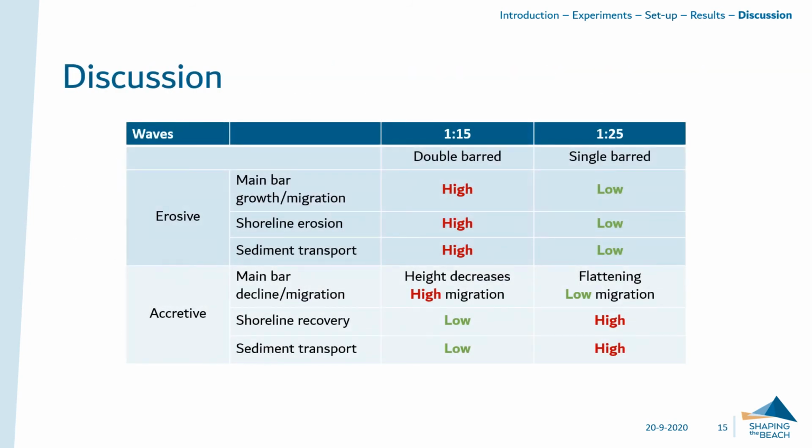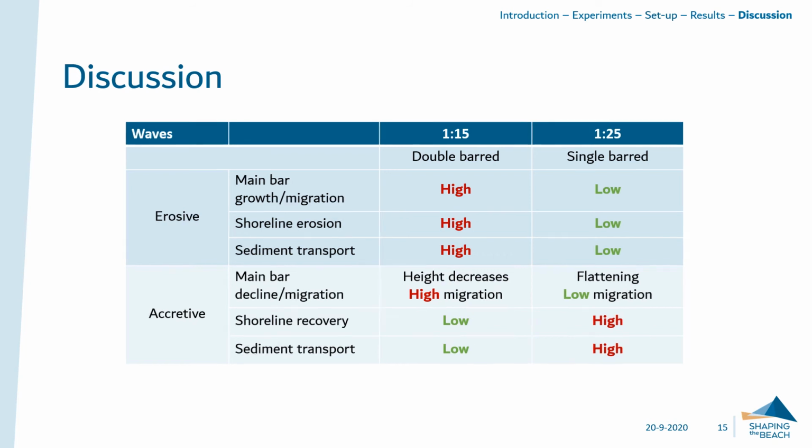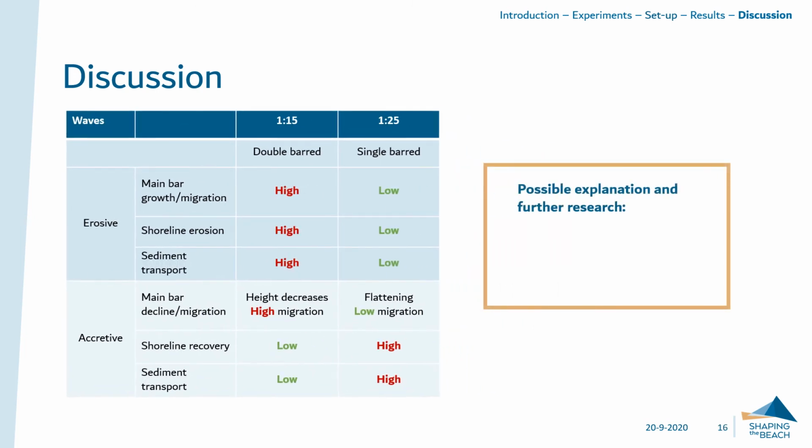In this table, we can see the observations for erosive and accretive waves for the 1 in 15 and 1 in 25 beach slopes summarized. For the erosive wave, we observed a higher main bar growth and migration, shoreline erosion, and sediment transport for the steeper slope in comparison with the more gentle slope.